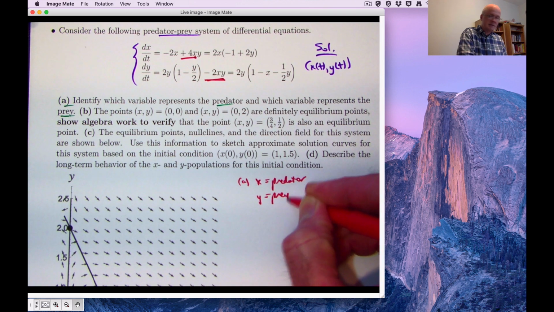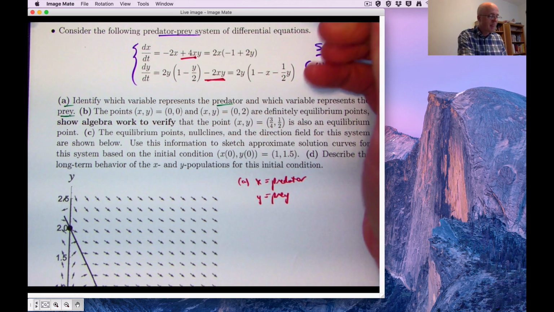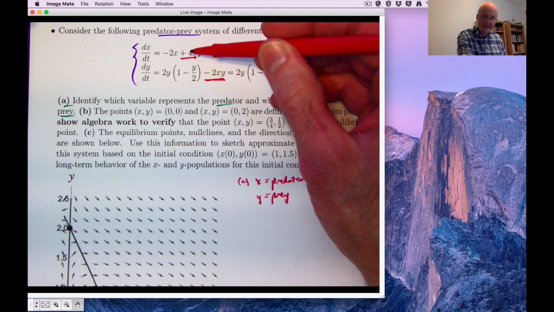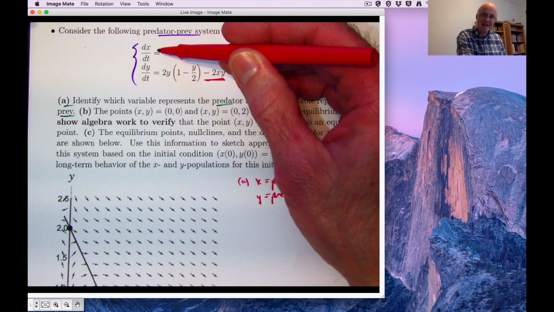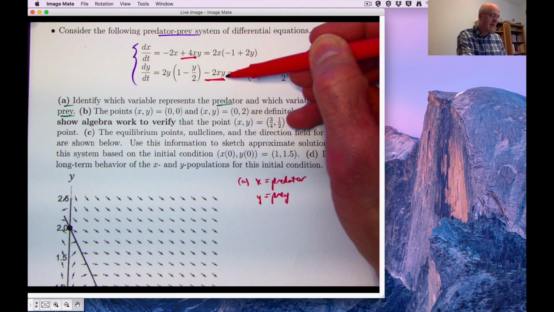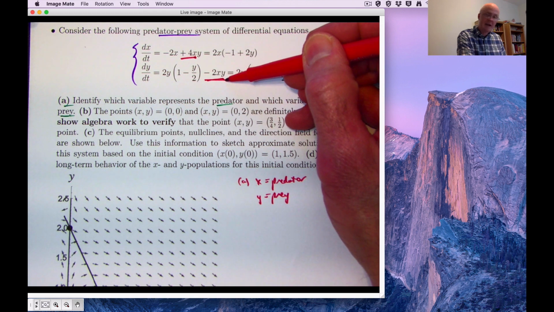And again, if you had to give reasons, you'd say exactly what I just said. Interactions with y help x, tend to make dx dt positive, or at least not as negative as it might be otherwise. And interactions with x hurt the prey.